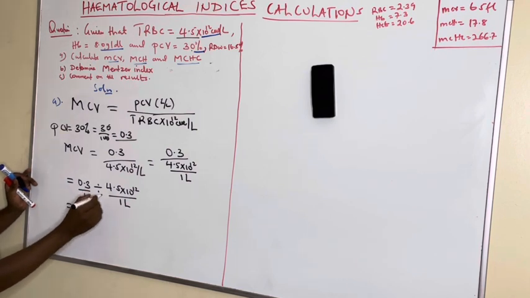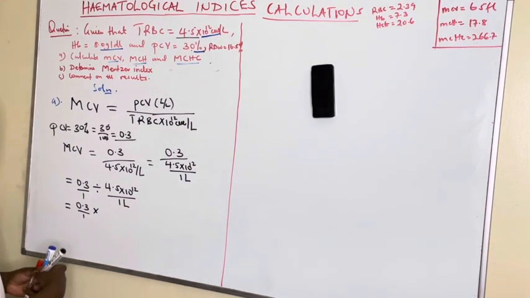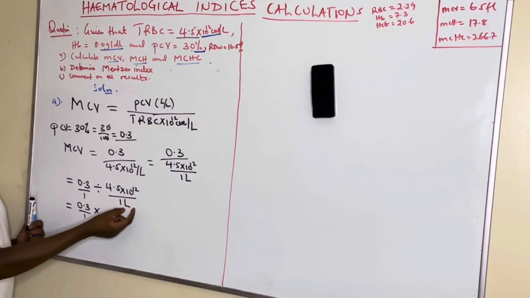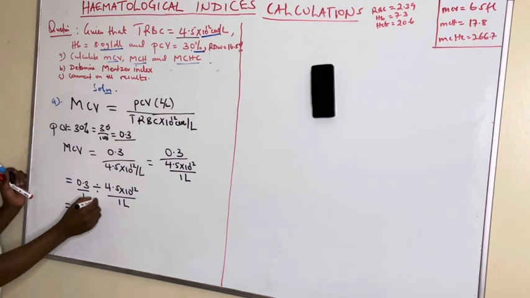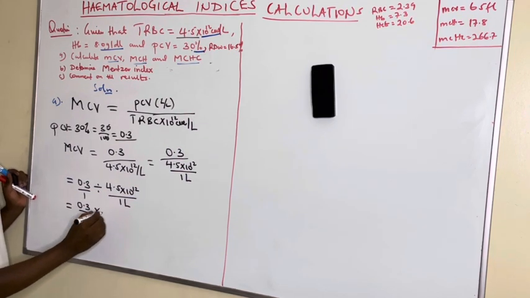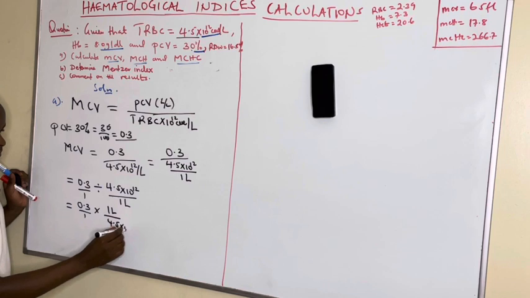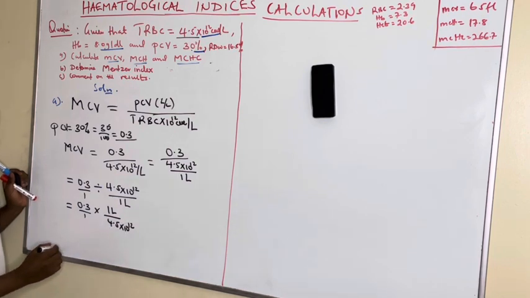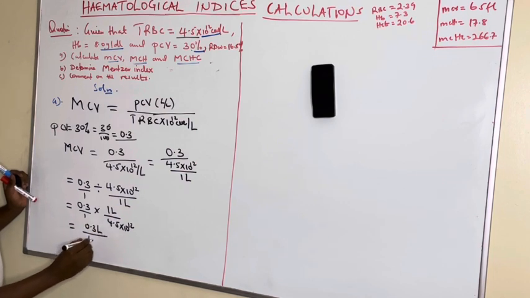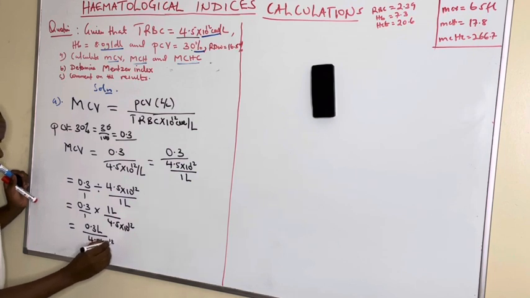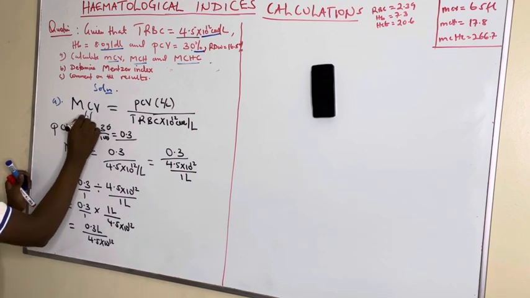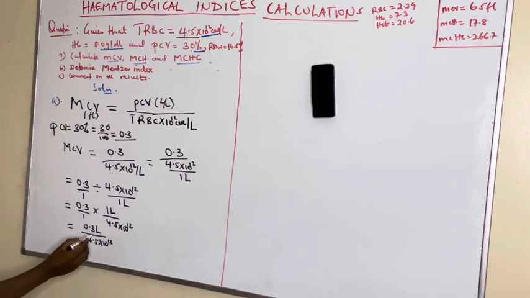Then when I remove a division sign, I take the reciprocal of this fraction, whereby the liter which is down goes up and this one goes down. So when I remove the division sign, I take the reciprocal of this fraction, which becomes 1 liter over 4.5 times 10 to power 12. So after getting this, the final will be 0.3 liters divided by 4.5 times 10 to power 12. But remember, MCV should be in femtoliters. So after getting this, we have to convert these liters into femtoliters.